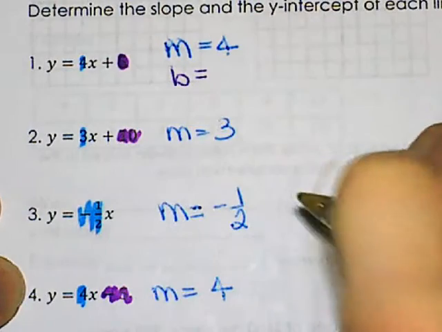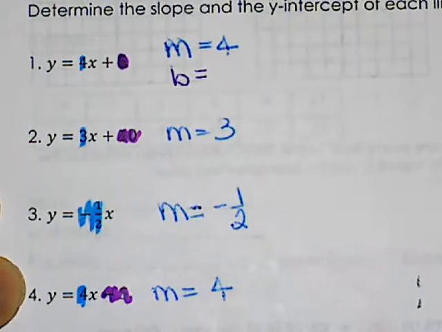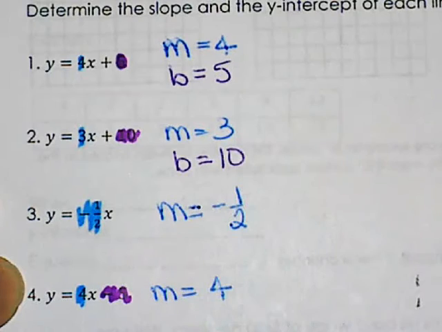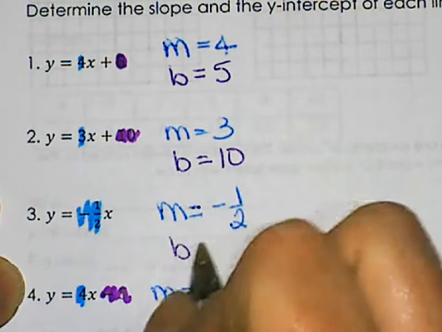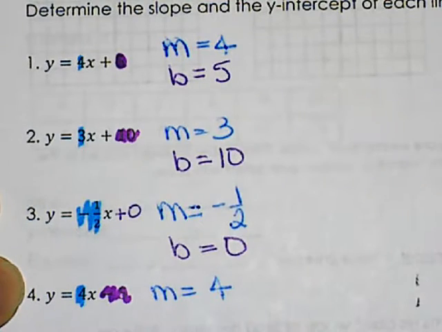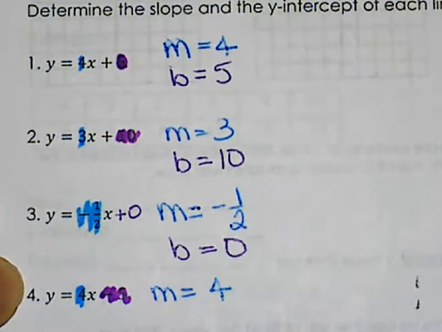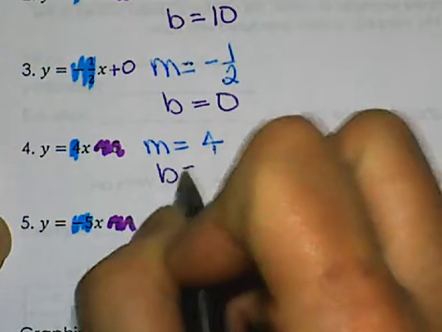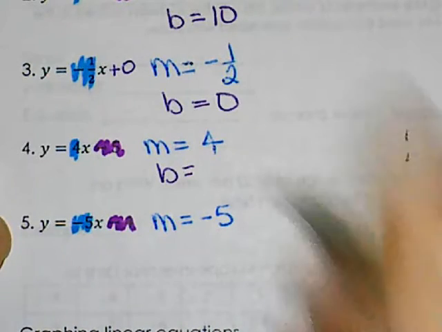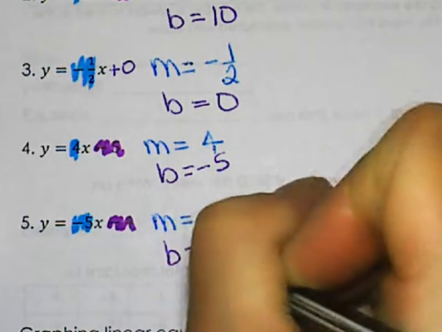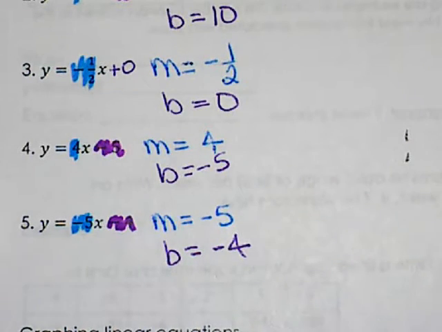B equals 5, B equals 10, B equals 0. There is an invisible 0. This also means that this is a proportional relationship. Number 4, b equals -5. And number 5, b equals -4.